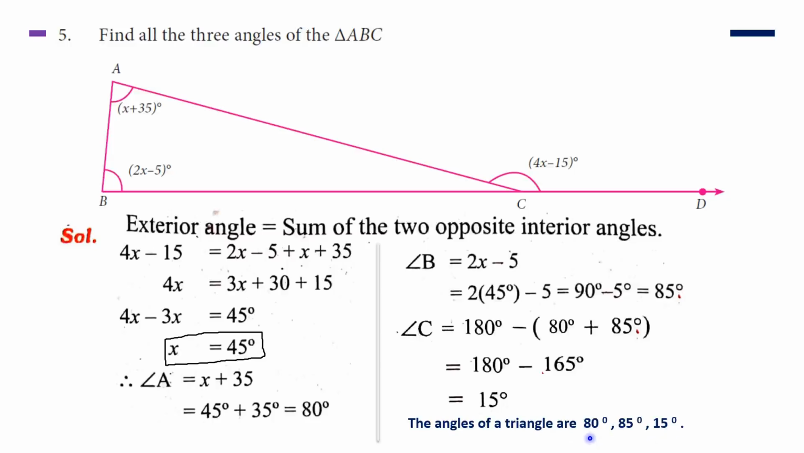Check that 80 plus 85 degree means 165 degree plus 15 degree means 180 degree. So our answer is correct. So these three are the angles of triangle ABC.